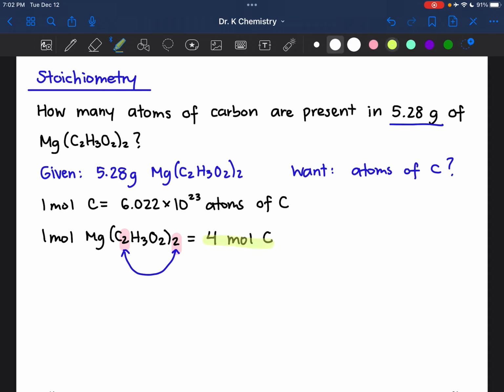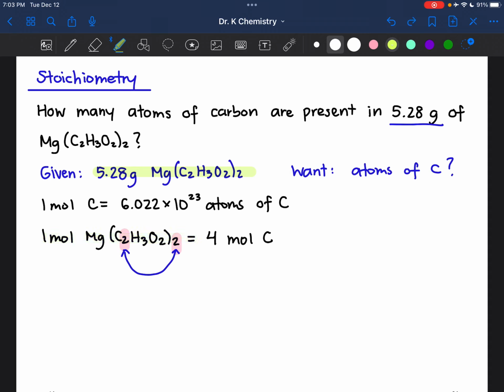Now that we know moles of carbon in that particular formula, we can go from moles of carbon to atoms of carbon. So we're working our way backwards to the piece of information that we do know, which is the mass of that particular compound. So now that we've established that relationship, we need to have some way of going from grams of that compound to moles of that compound so that we can eventually work our way to atoms of carbon.